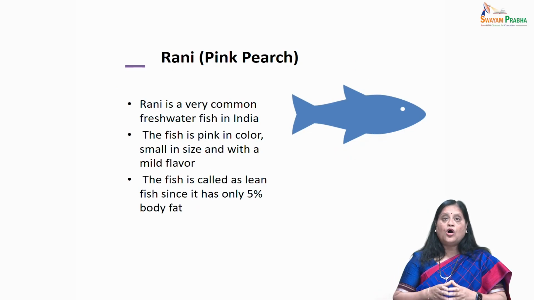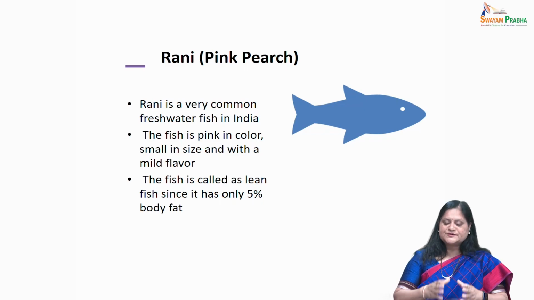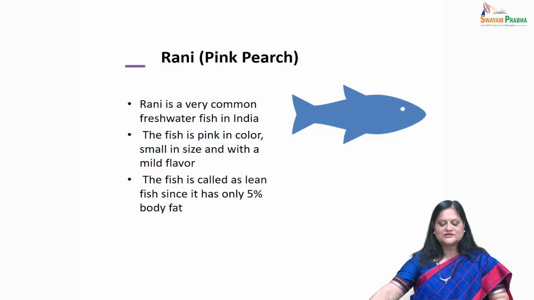Rani or pink perch. Rani is a very common freshwater fish in India. The fish is pink in color, small in size, and with mild flavor. The fish is called a lean fish since it has only 5% of body fat.